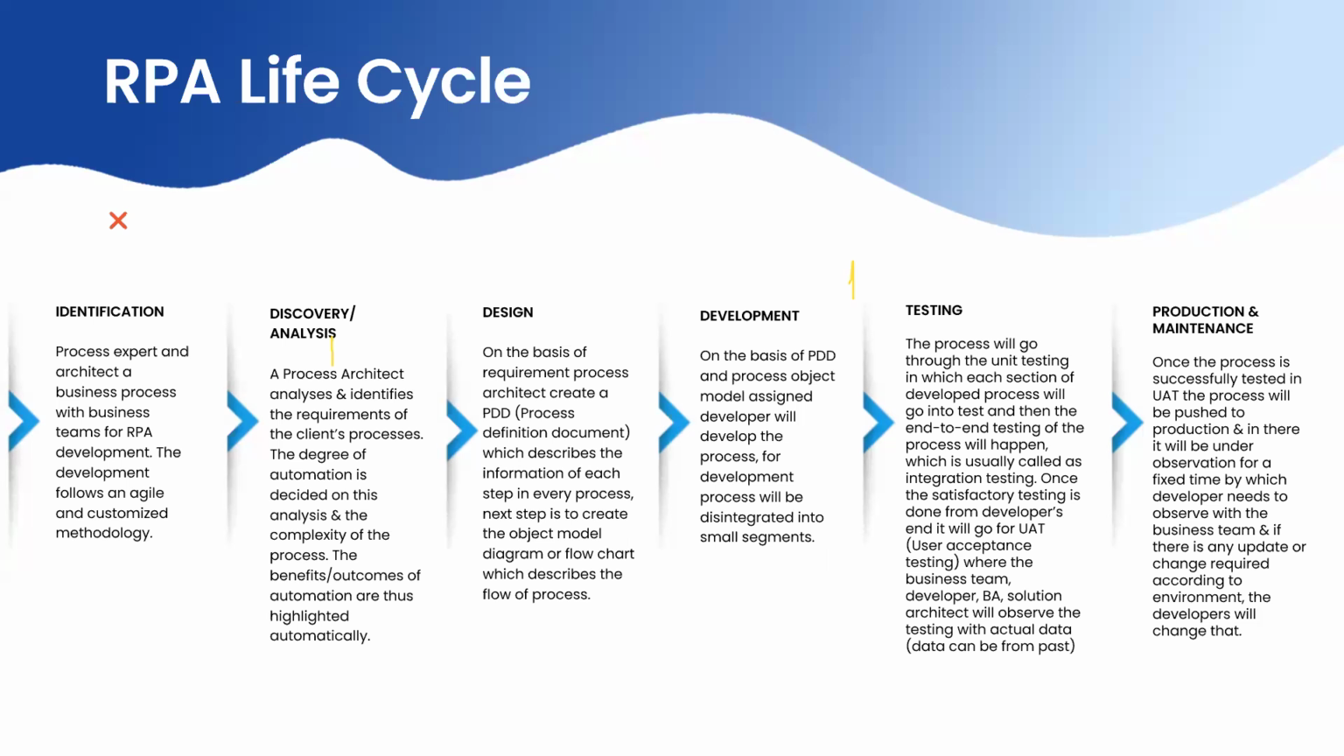We will start from the RPA life cycle, which covers how the process comes in and how it is delivered at the end. There are different stages: identification, discovery, design, development, testing, production, and maintenance. We will learn what documents we need to prepare in each step, how the flow goes, and which methodologies we will use: waterfall, agile, V-shaped, or spiral.